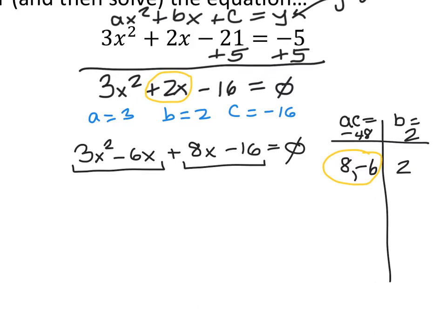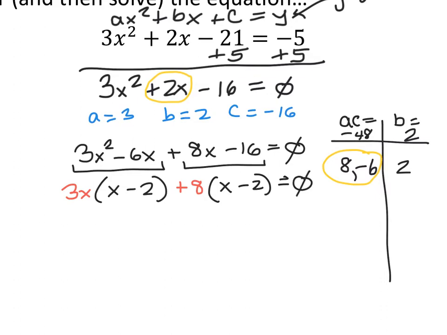What can I take out of the first two terms evenly? I can take out a 3, and I can take out an x. And when doing so, I'll end up with an x and a -2 left over. And what can I take out of the next two terms evenly? I can take out an 8. And what I have left over would be an x and a -2.